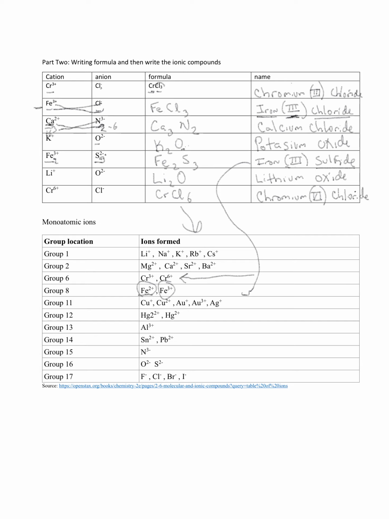The next one's fairly simple. You have lithium and oxygen. So Li2O, lithium oxide. Now this next one, you have chromium with a 6 plus charge, and then chlorine with a negative 1 charge. So the chromium and the chloride ion, their charges need to cancel each other out. So I have 1 chromium and 6 chlorides. And when I write out the name, I need to indicate the charge of the chromium. So it's going to be chromium 6 chloride.